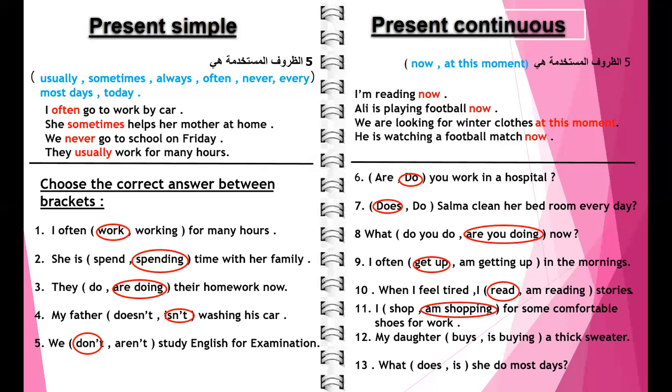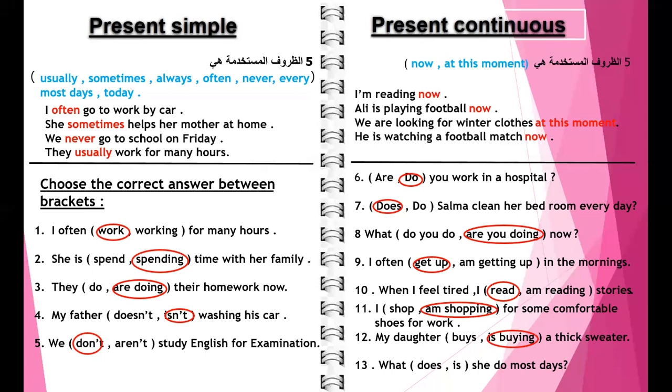12. My daughter is buying a thick sweater. Even this verb is a present continuous. إن هذا الشغلة ليست متكررة مع الشخص دائما ولا daily routines، وإنما شغلة تحدث لمرة واحدة. So my daughter is buying a thick sweater.